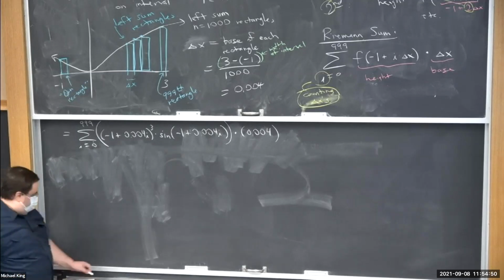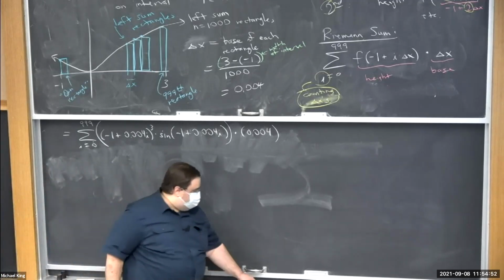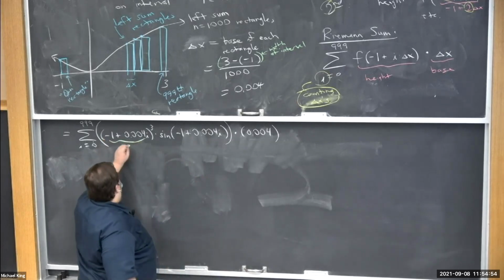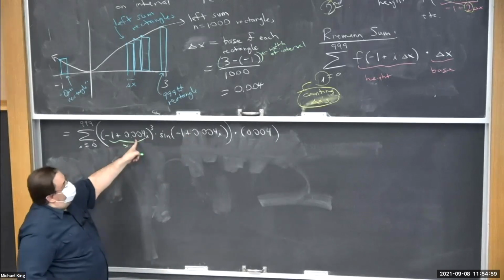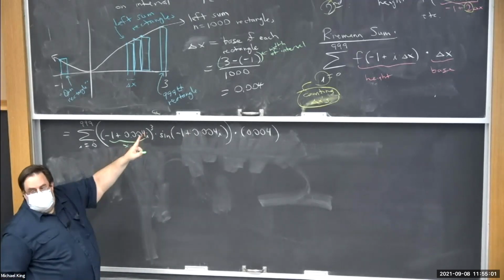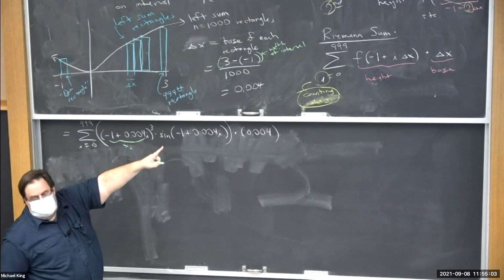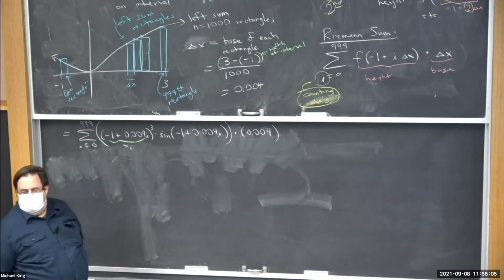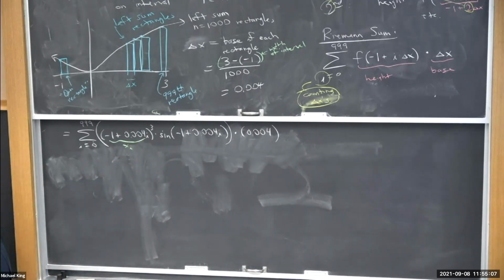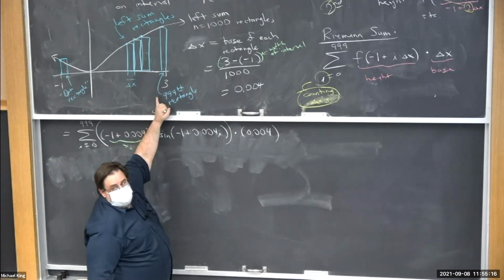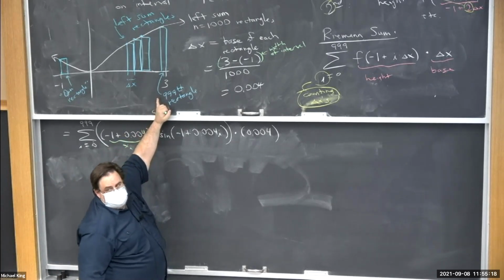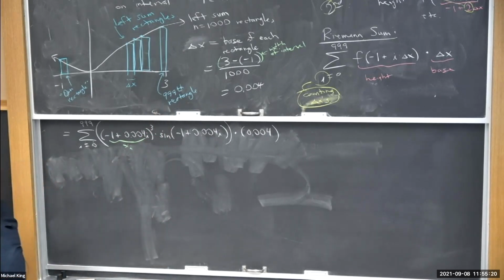We also called these x sub i, these points. If you plug in i equals 0, you get -1. If you plug in i equals 1, you get -0.996. If you plug in i equals 2, you get -0.992, okay? And you could check plugging in 999 that you would get probably 2.996, just before you get to 3. Yeah, please.